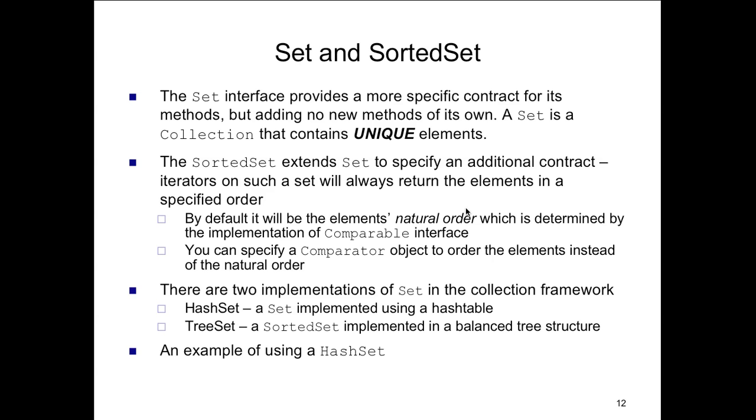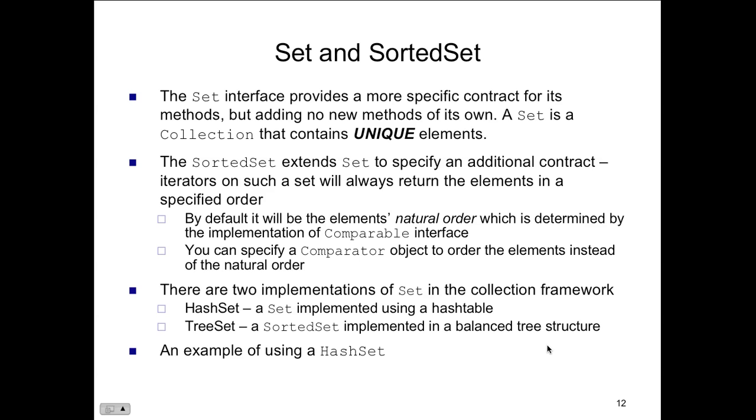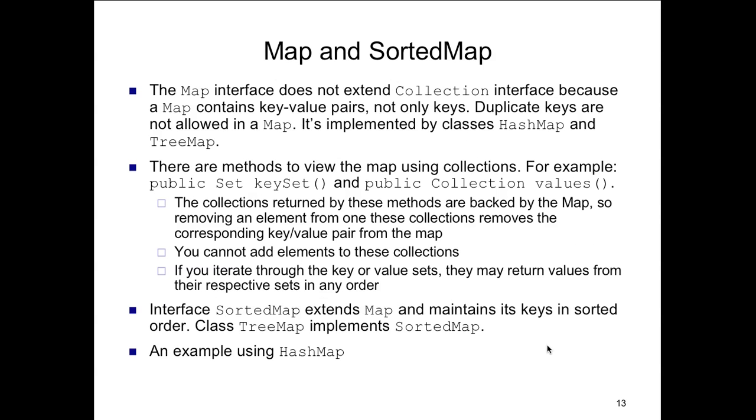Hash set is a set implemented using a hash table, if you're familiar with that. Don't worry about the data structure background; you don't really need it for this course. Tree set is a sorted set that implements a balanced tree structure, hopefully. The example next is going to be an example of using a hash set.